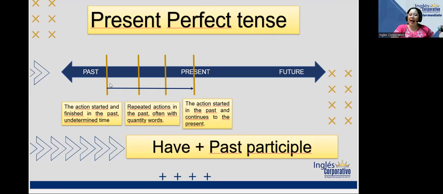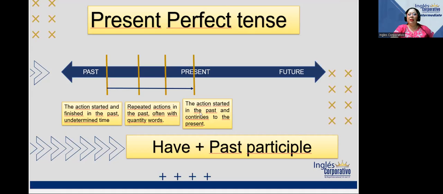So if you see the timeline, we can use the present perfect in three different actions. For example, if the action started and finished in the past, but in an undetermined time, okay? And there is another action, like repeated actions in the past, often with quantity words. Ah, ¿cómo vamos a diferenciar estas? With quantity words. For example, I have studied that topic twice. When? Indeterminate, but twice. If I say twice a year, then I understand that you did it twice. But it means that we don't know if you did it in the beginning or at the end or in the middle of the year. We are just saying that that repeated action happened, okay?